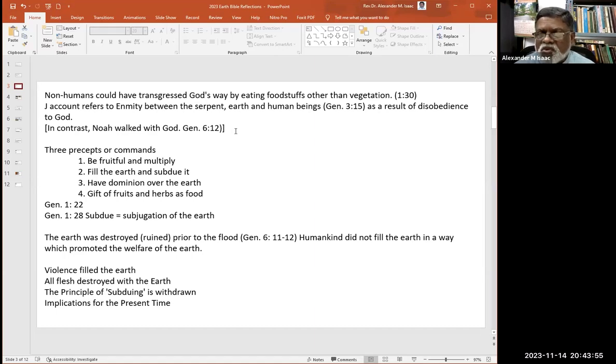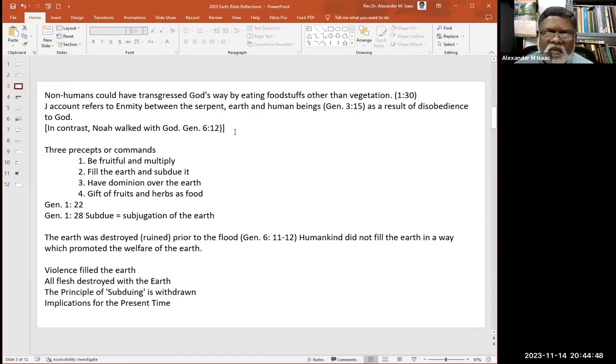Let me also say one more thing. We human beings do not have canine teeth developed. Many of the carnivorous animals have the canine teeth developed because they want to tear off fresh meat from the prey. They have adapted in such a way. But human beings do not have canine teeth grown as the carnivorous animals. That is surely an indication that we are herbivorous in nature. Therefore, non-humans also could have transgressed God's way by eating foodstuffs other than vegetation, because all the creatures were given the mandate to eat from the vegetation.